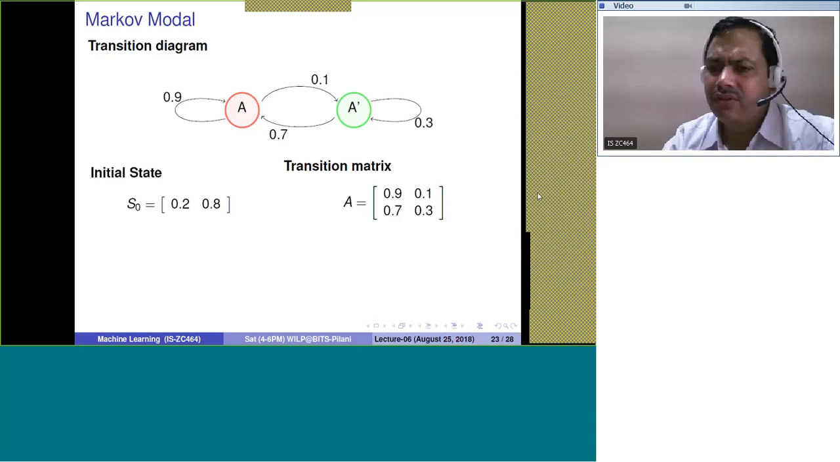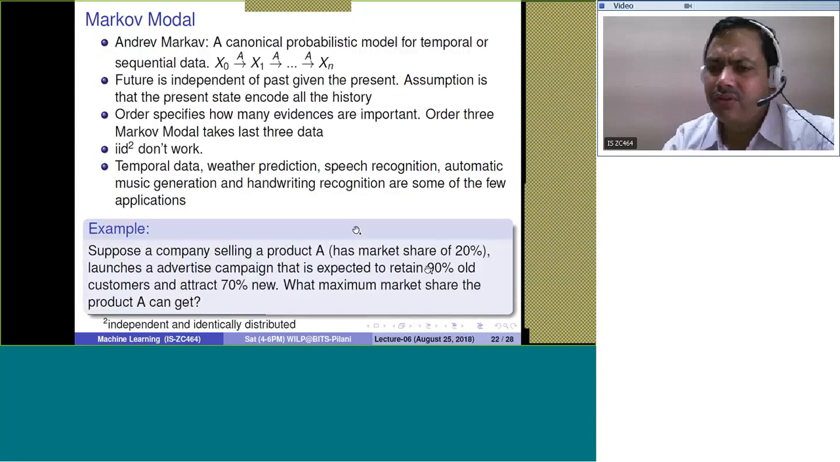Okay, somebody is asking to go to the previous slide once. Need to check the question. Let's see this. Is it clear? Suppose a company is selling a product A. Take the print screen, please. I'm going to the next slide. Is it done?